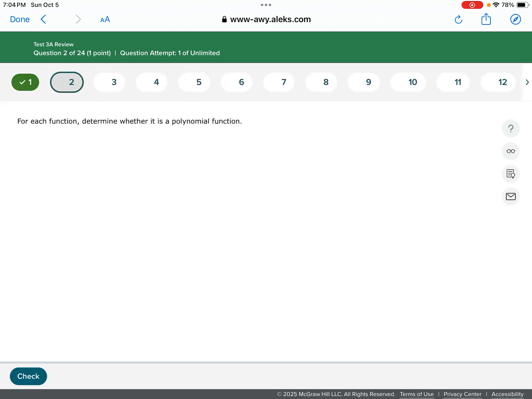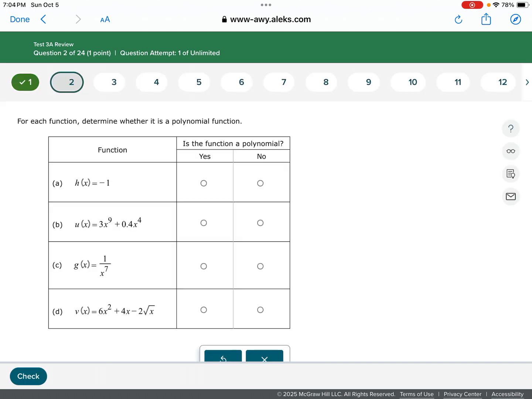For question 2, for each function, determine whether it is a polynomial function. So for A, is negative 1 a polynomial? Yes, because negative 1 is a monomial. A monomial can be a number, it can be a variable, or it can be the product of the two. So this is yes. For B, we have 3x to the ninth, we have 0.4x to the fourth. That is fine because we have variables and their exponents are whole numbers and they're not negative.